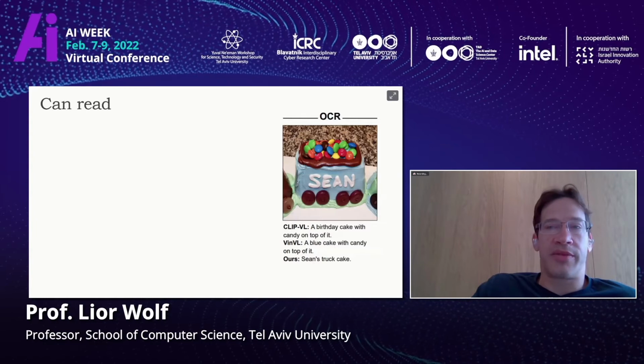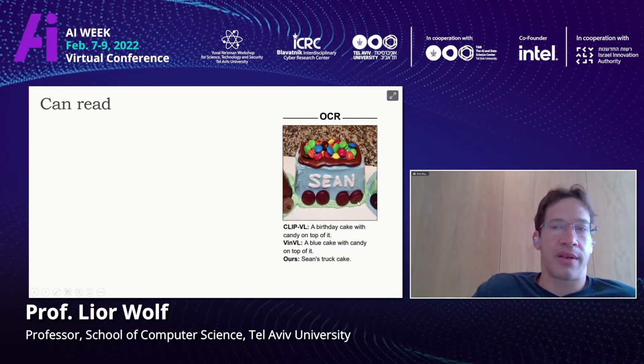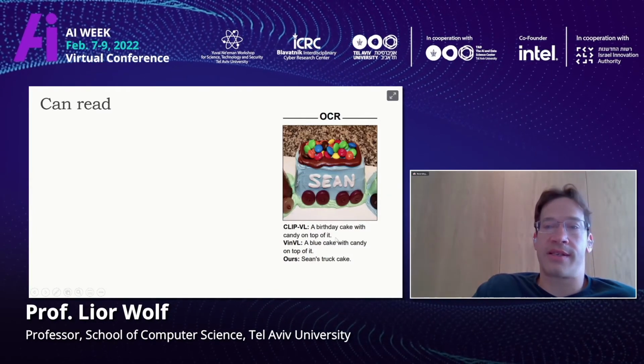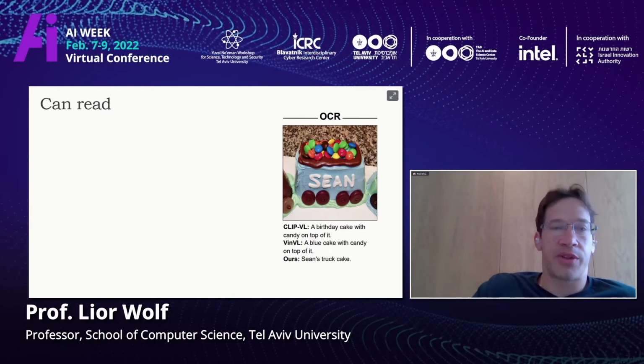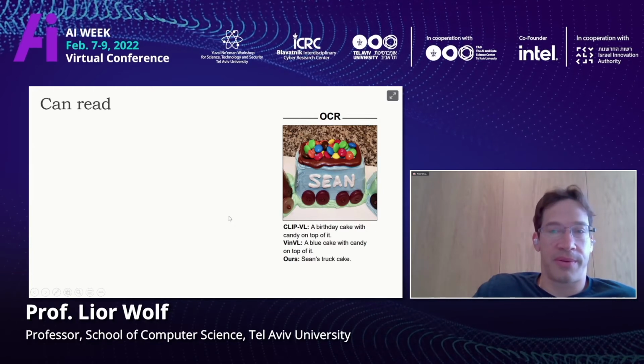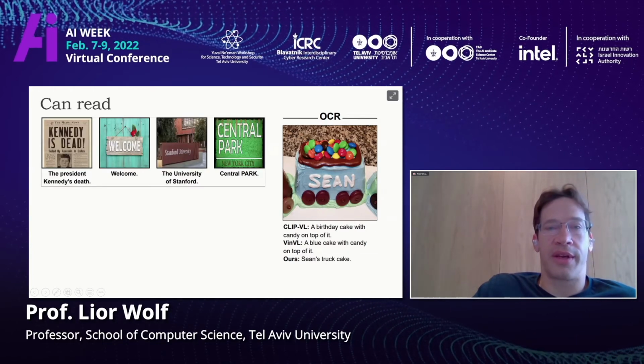And even though it was never trained on OCR, for example, it can read. So basically it says, this is Shin's truck cake. Never saw this image, was never trained to read, but it can do it. And it can do other cool things.